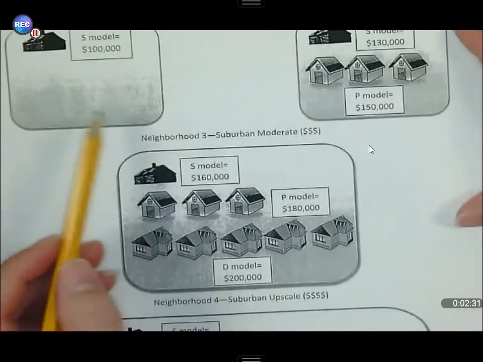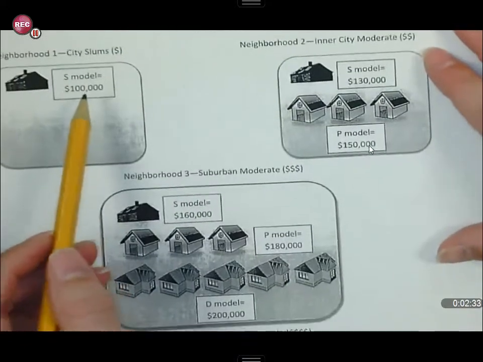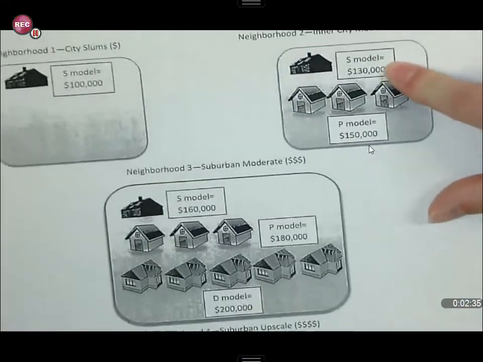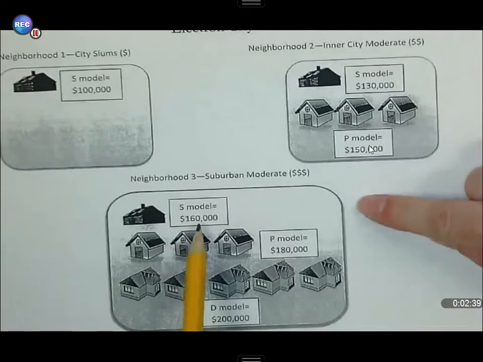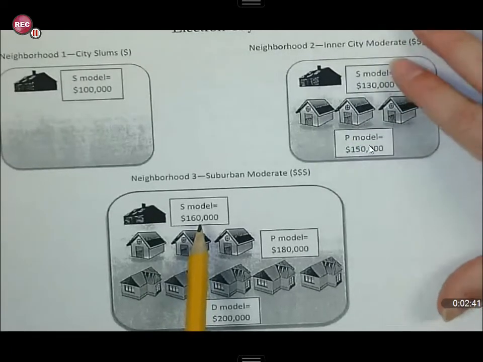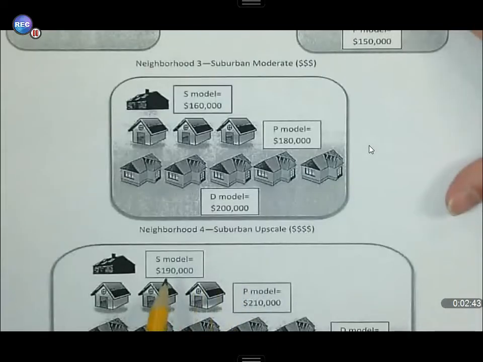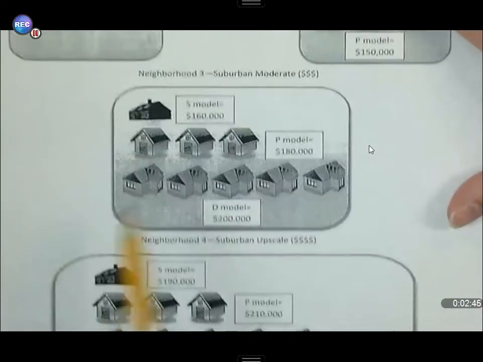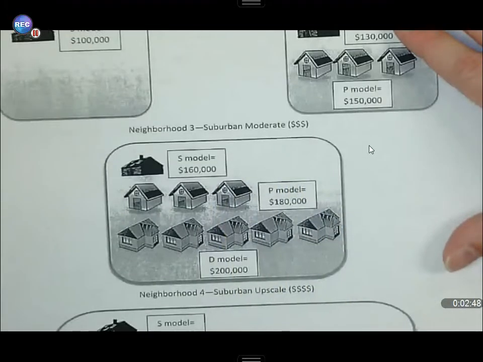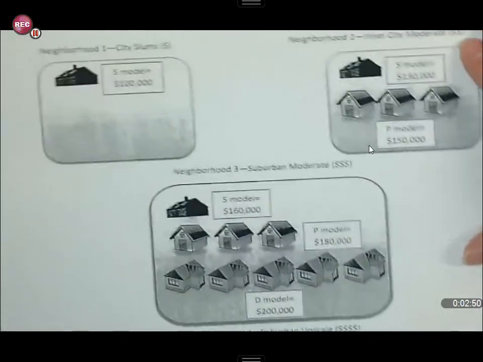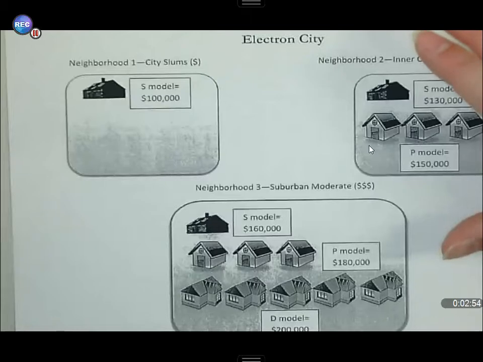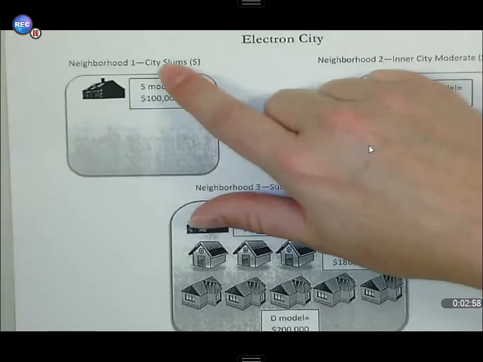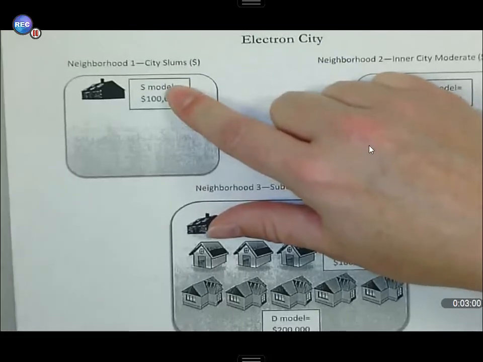Now, if you look at the prices, look how here the S model is $100,000. This S model is more expensive because you moved up a neighborhood. The S model moved up in price over here, according to the neighborhood, and even more right here. So the cost does play a role in this as well. If we were going to talk about electrons moving into these neighborhoods, where would they start? Remember, they're cheap. They're frugal. So, neighborhood 1, and they can only be in the S model.